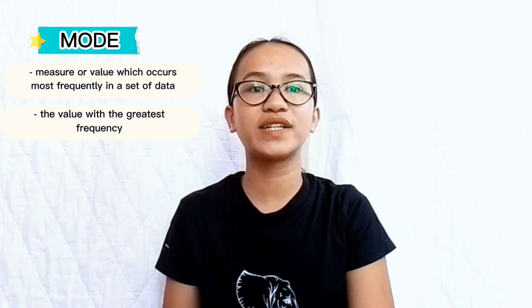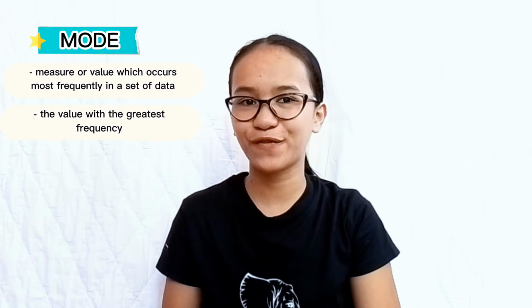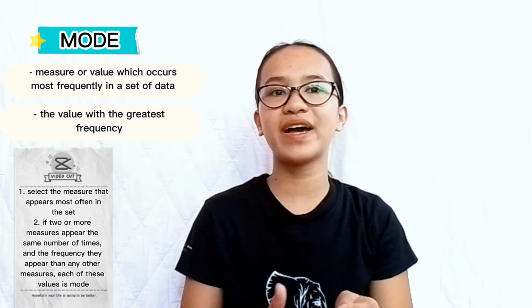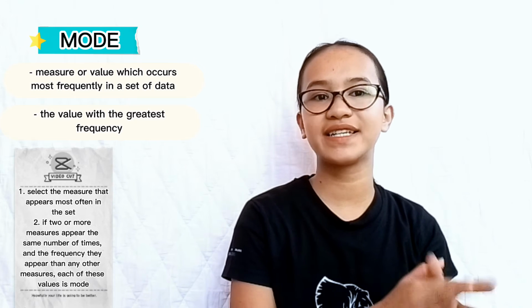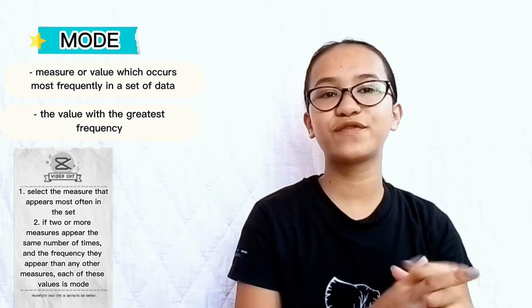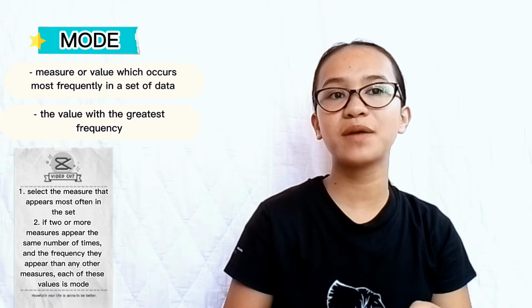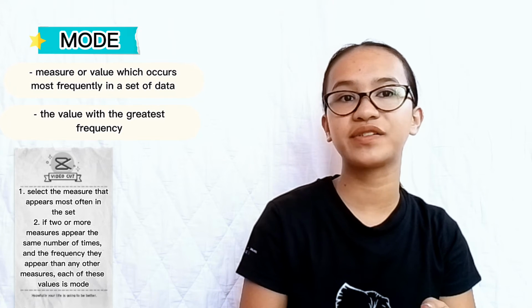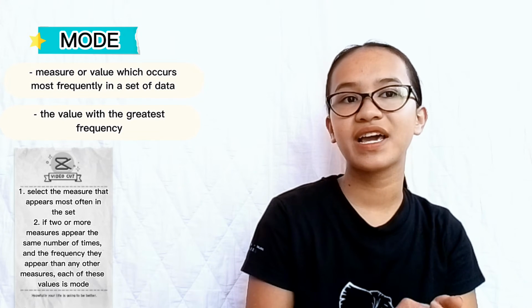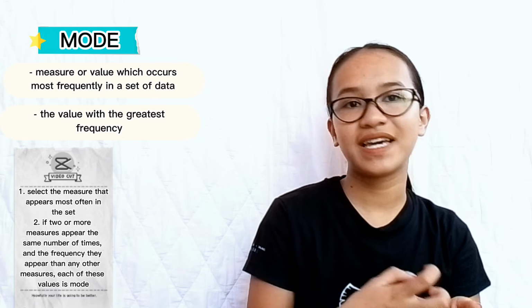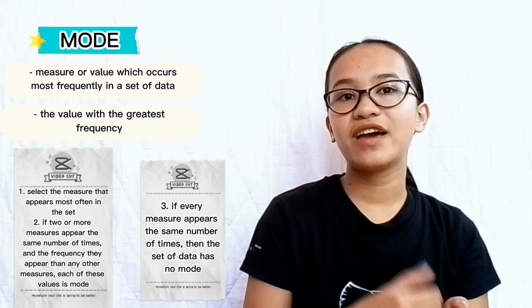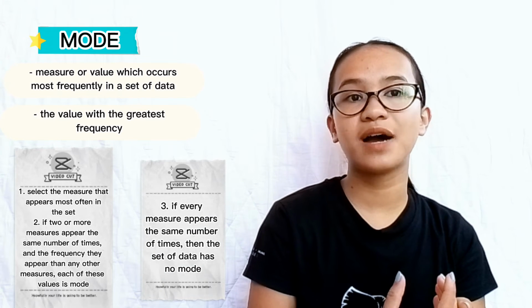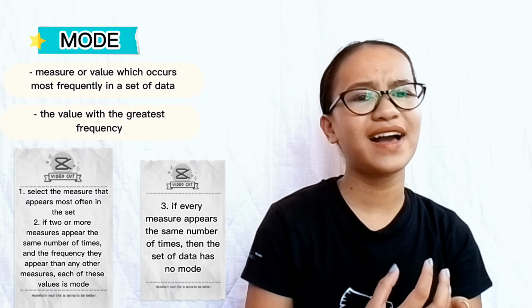To find the mode for a set of data, always remember the following. First, select the measure that appears most often in the set of data. Second, if two or more measures appear the same number of times and the frequency they appear is greater than any other measures, then each of these values is a mode. Third, if every measure appears the same number of times, then the set of data has no mode.